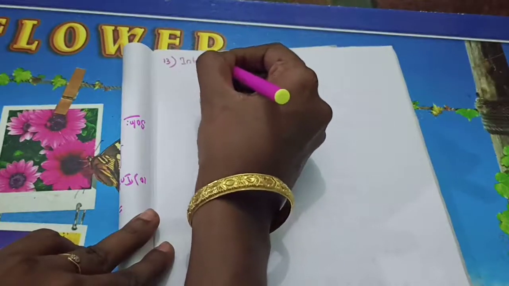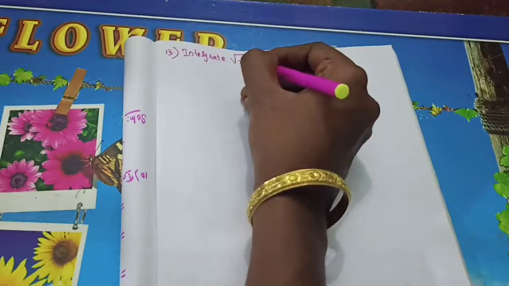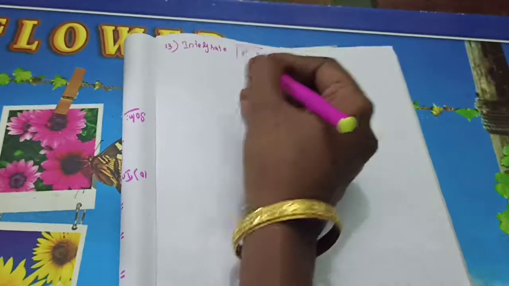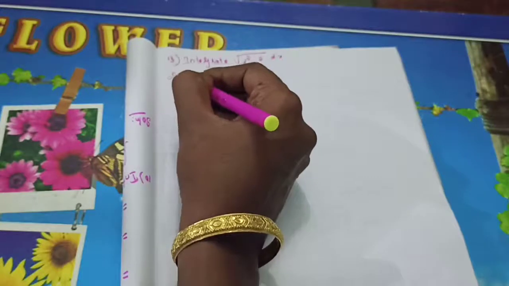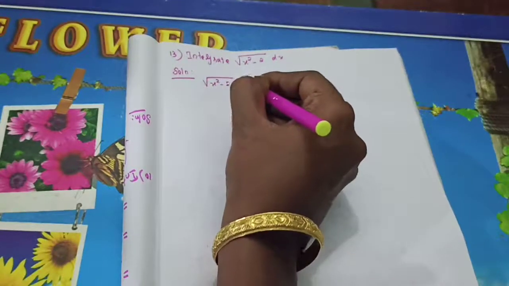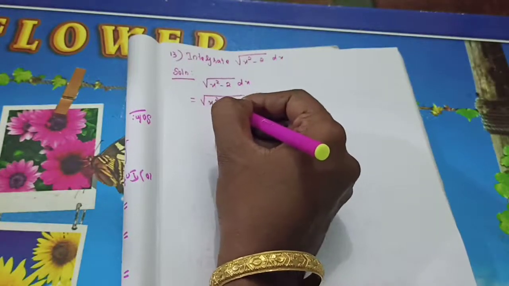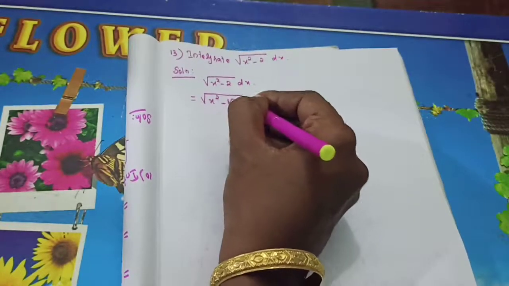Integrate square root of x square minus 2 dx. So how will you change this? Many problems we have completed. Square root of x square minus 2 dx. How will you rewrite this? Square root of x square minus square root of 2 the whole square dx.